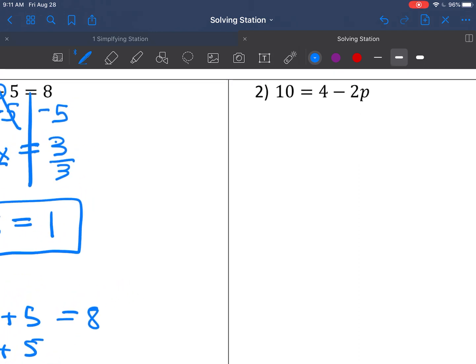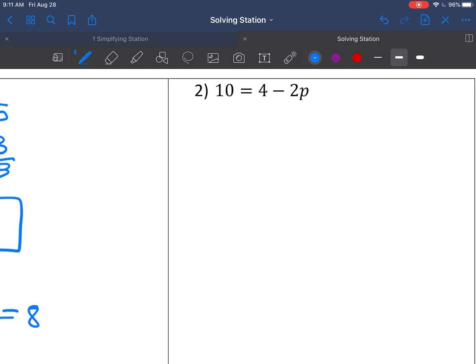Okay, for number 2, here's my equal sign. So I'm going to draw a line. Looking at the left side, there's just a 10. That's as simple as it can be. Looking at the right-hand side, there are no like terms to combine, no parentheses. We're ready to start isolating this variable p.